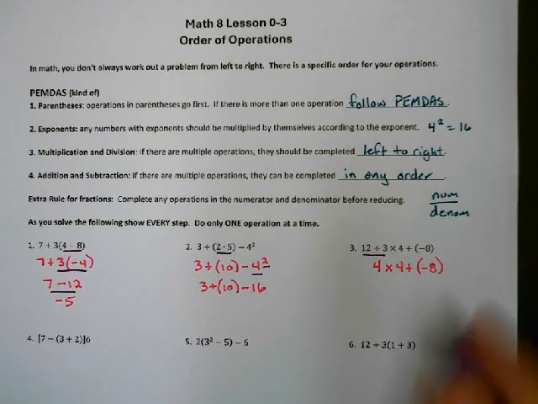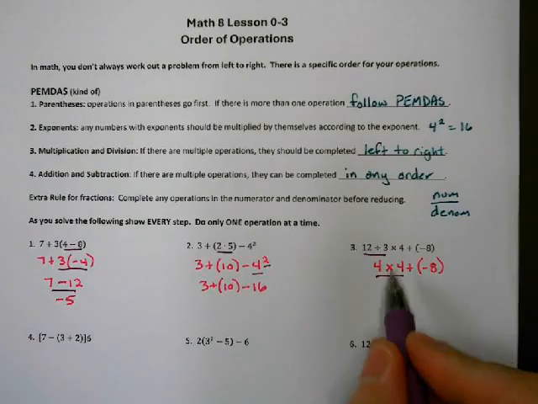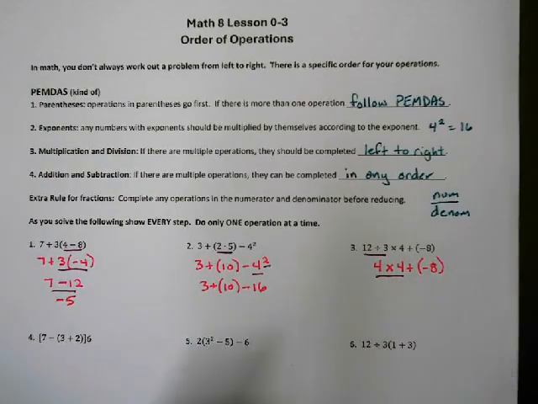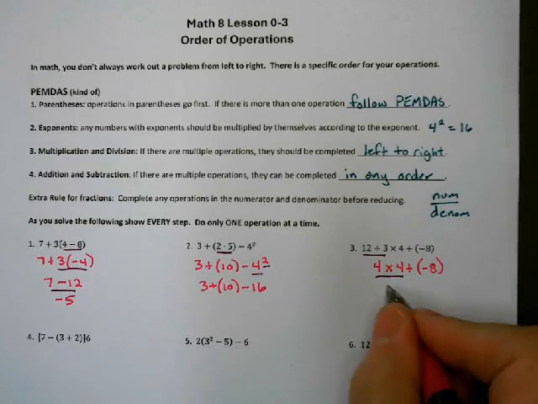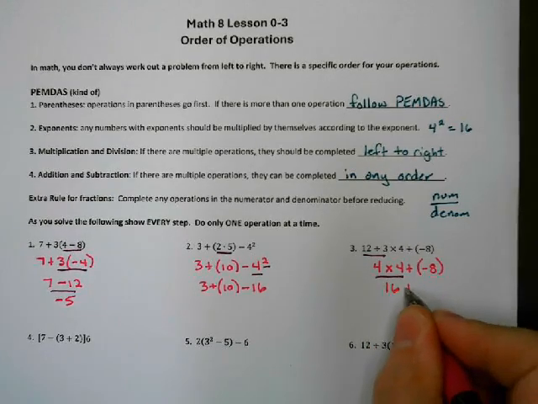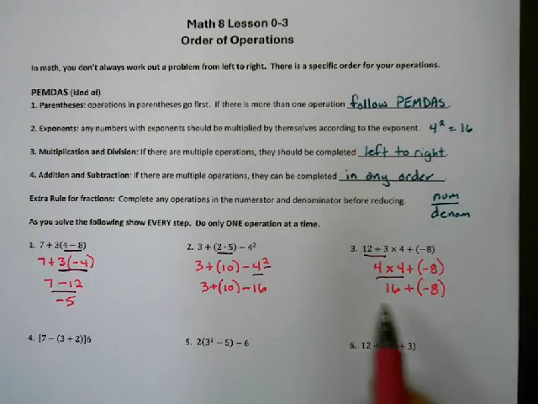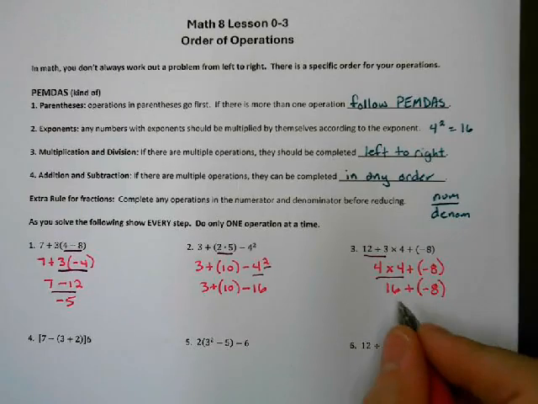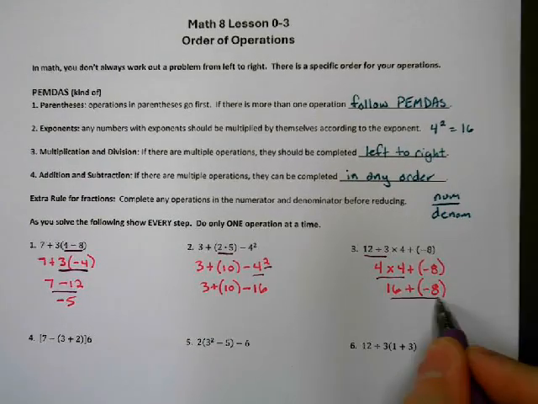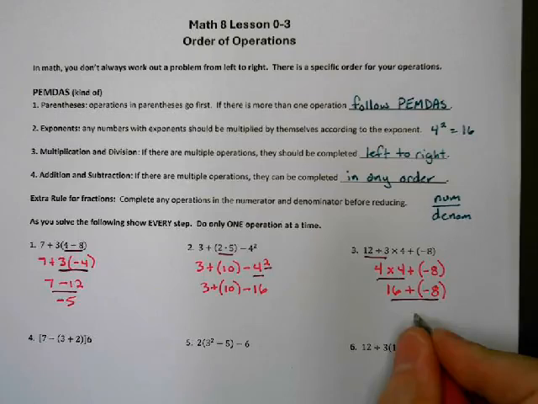Next, I'm going to do multiplication because I've got multiplication and addition. Multiplication comes first. So I get 16 plus negative 8. So 16 plus negative 8 is just 16 minus 8. Our final answer is 8. We get 8 as our value there.